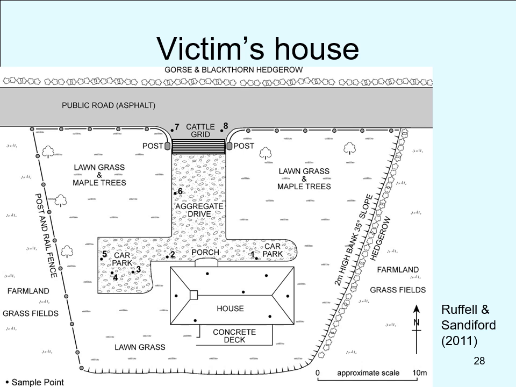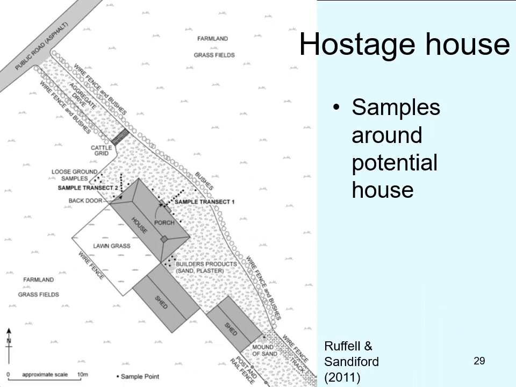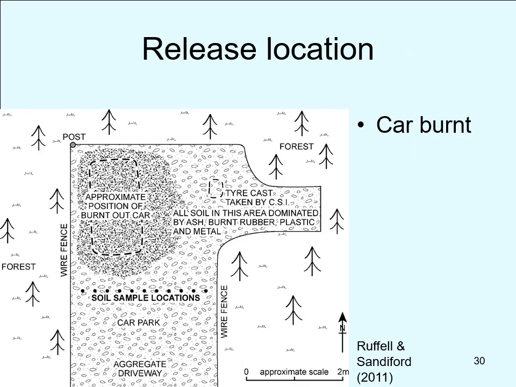Here's a map showing you where the house is and where the samples they took were. Each of these little black dots, you can see them numbered there. Then they went to where they thought the hostage house was, and took some samples around that. So you can see that it's not in a random pattern. They've clustered them around the house, as well as a transect and a few control samples. And then finally, where they were actually released, I think they'd been transported in a car, which they then burnt out. Again, trying to locate where they were. So they took some more samples in that area.